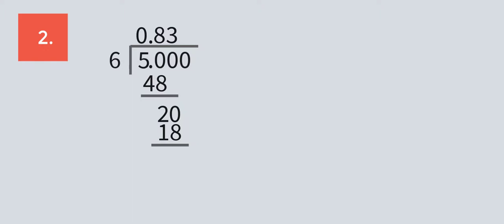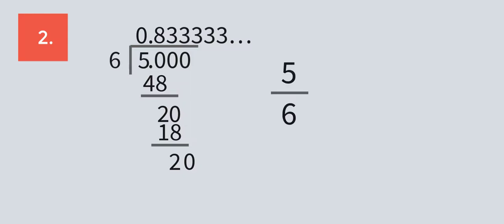Subtract. You have 2, bring down your 0, and now we see a pattern. Every time we multiply 6 times 3, we're going to get 18, which is going to leave a remainder of 2, and we're going to bring down another 0, which is going to be another result of 6 going into 20 3 times. So 5/6 as a decimal is going to be 0.83 with just the 3 repeating.